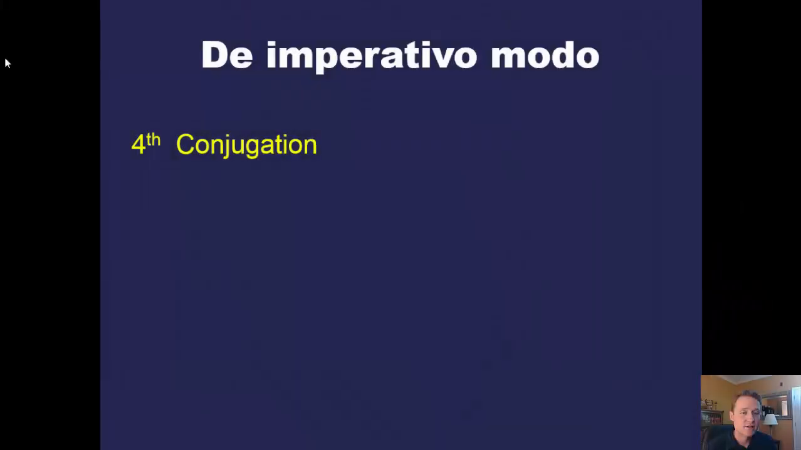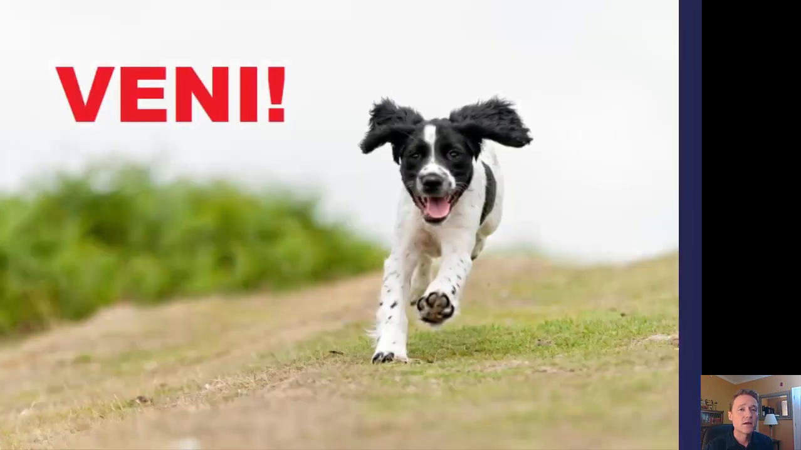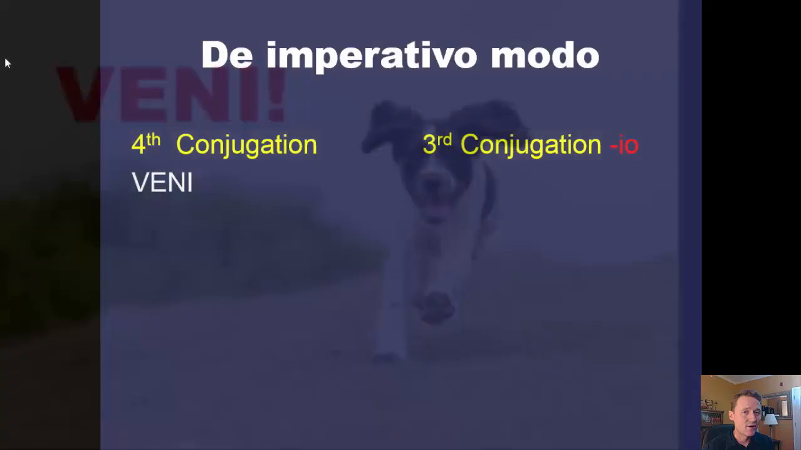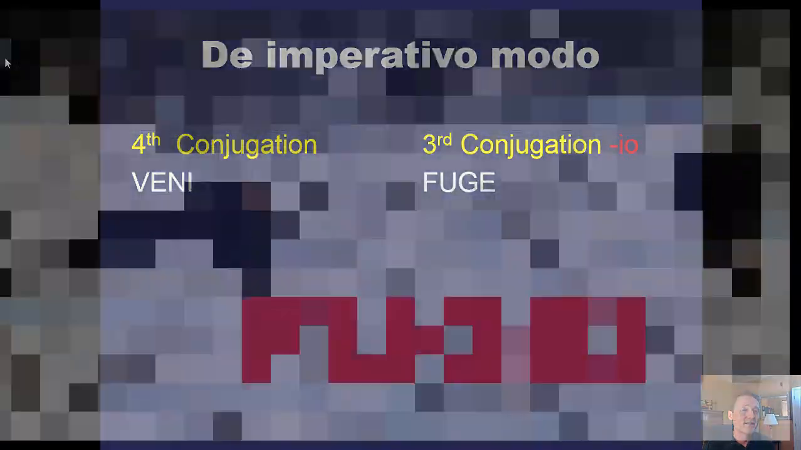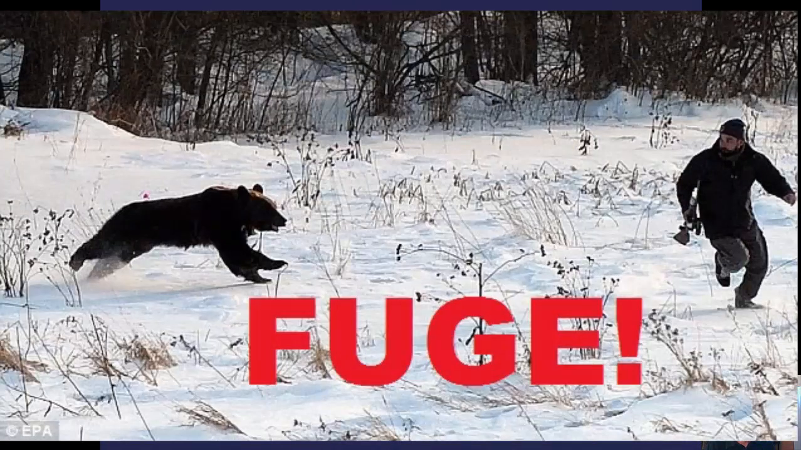Now, for the imperative, we see a real difference. For the fourth conjugation, we are going to use, just as we did for the first and second conjugation, the present stem. So therefore, to say come, and I'm talking to one person, I say veni. For the third conjugation -io, I will treat it like a regular third conjugation, which is to say that the present stem is just that second principal part, drop the -ere.